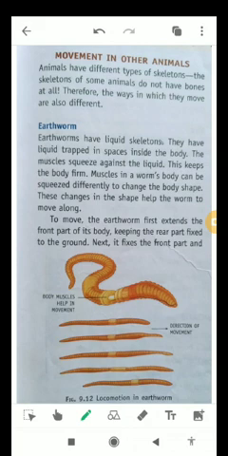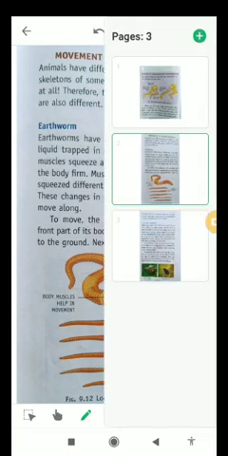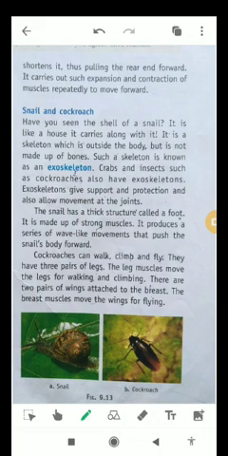To move, the earthworm first extends the front part of its body, keeping the rear part fixed to the ground. Next, it fixes the front part and shortens it, thus pulling the rear end forward. It carries out such expansion and contraction of muscles repeatedly to move forward.